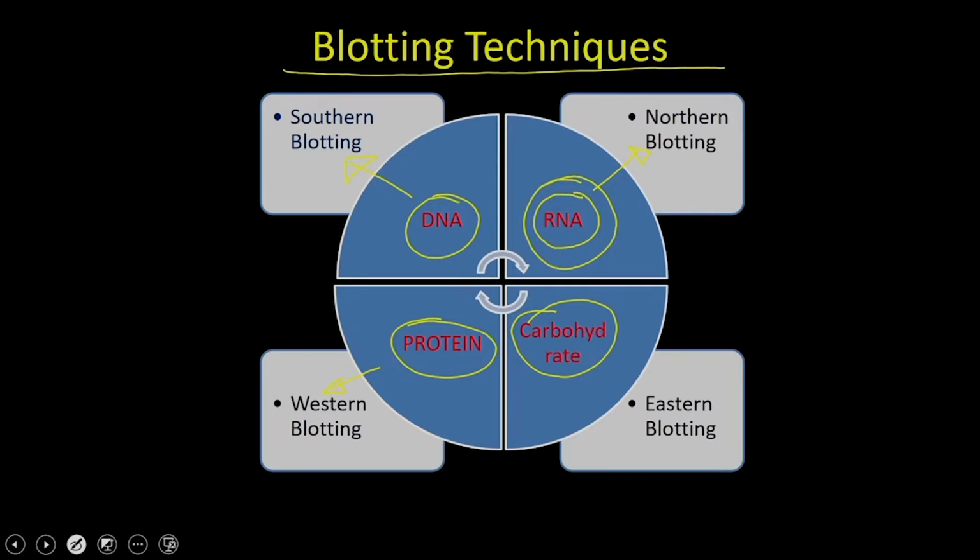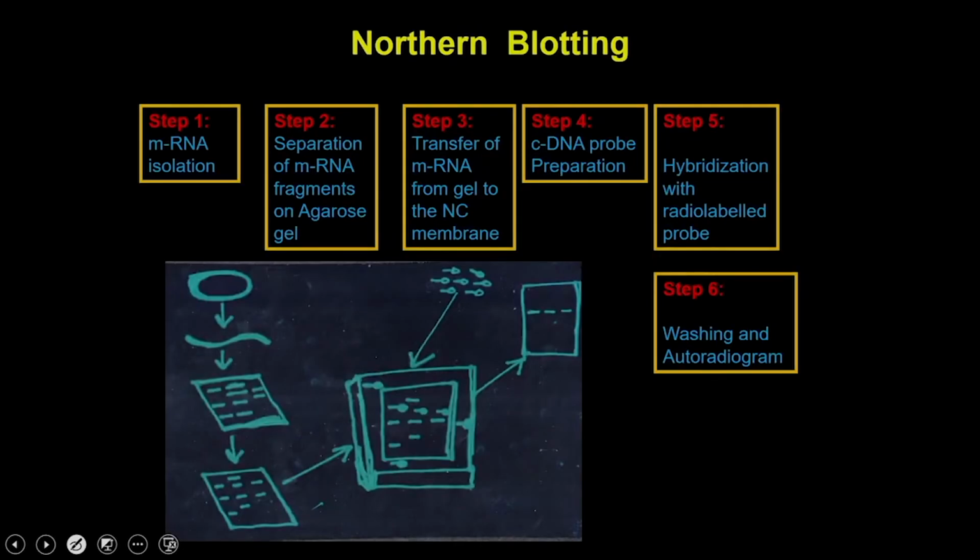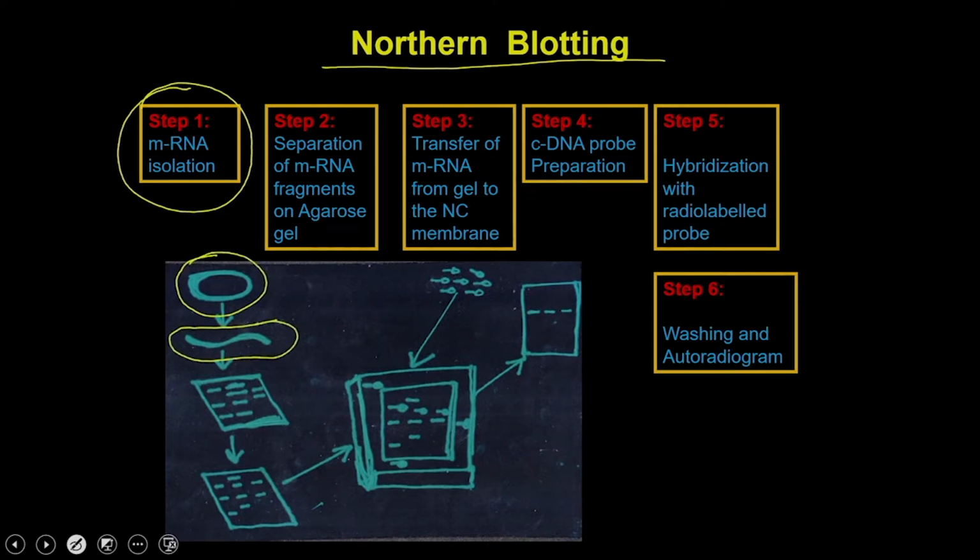and how you can detect RNA using the technique called Northern blotting. The first step in Northern blotting is RNA isolation. You have to take the cells, break them open, and isolate the total pool of RNA. When we talk about RNA here, we are talking about messenger RNA, because these are the RNAs useful to detect the expression level of a particular gene.